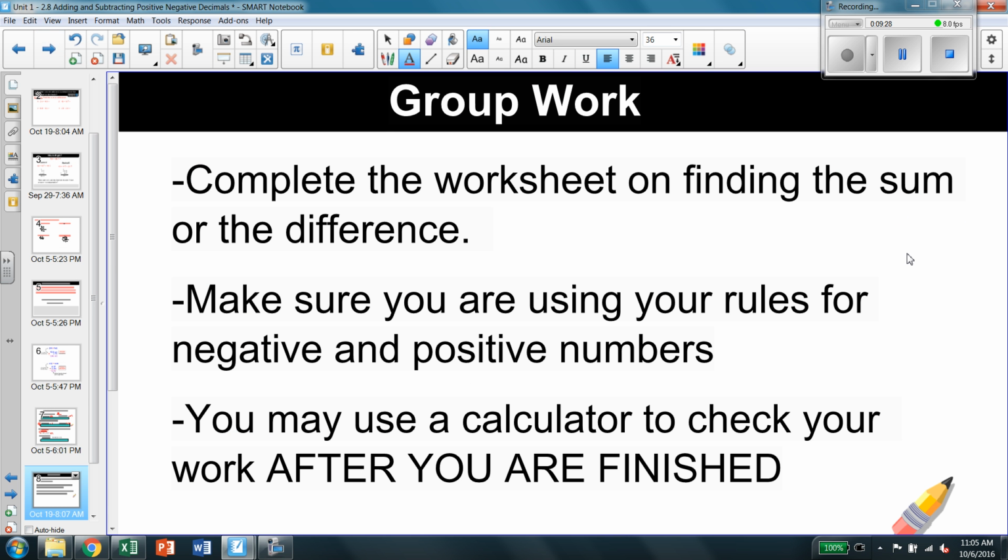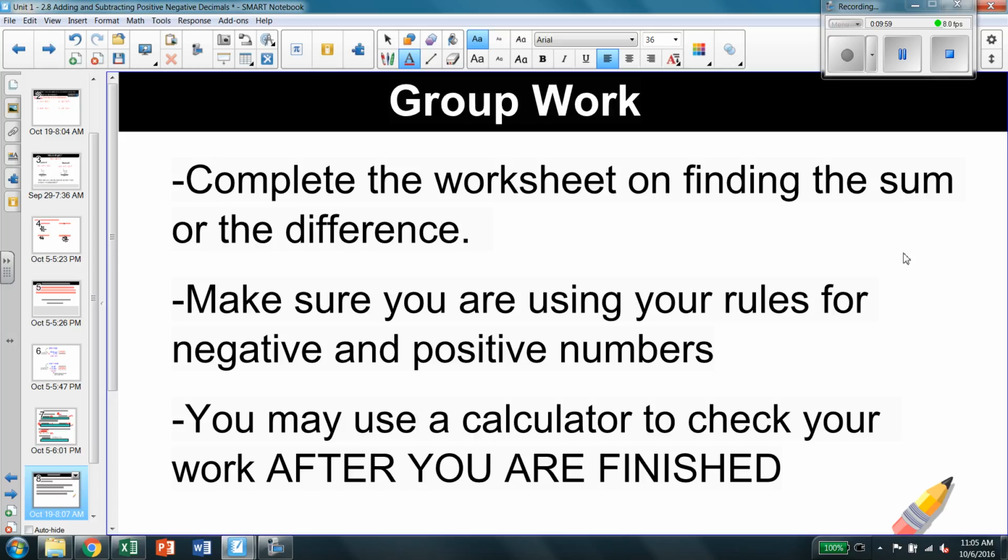Then we worked on some problems, which ended up being your homework, and that's pretty much it. There are tons of other resources on the internet. I encourage you to check them out to help you with your homework, or rewatch this video, any parts that you need. But again, it's just like working with positive and negative whole numbers, except they're decimals this time around. So you take what you already knew from the previous concepts and you apply it in the decimal world.